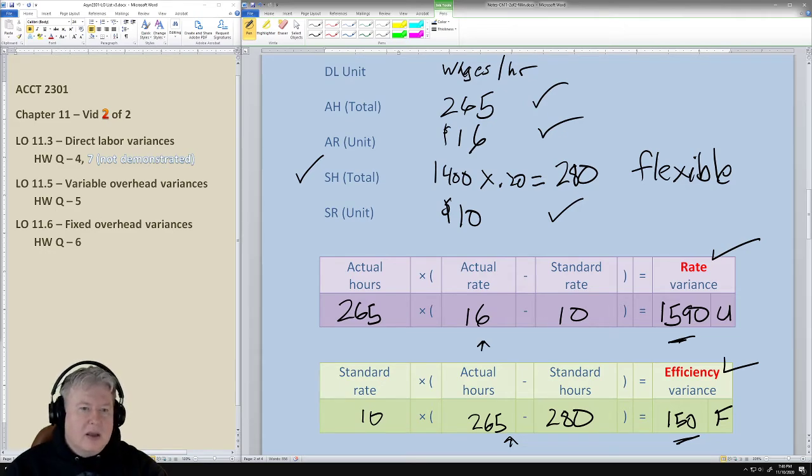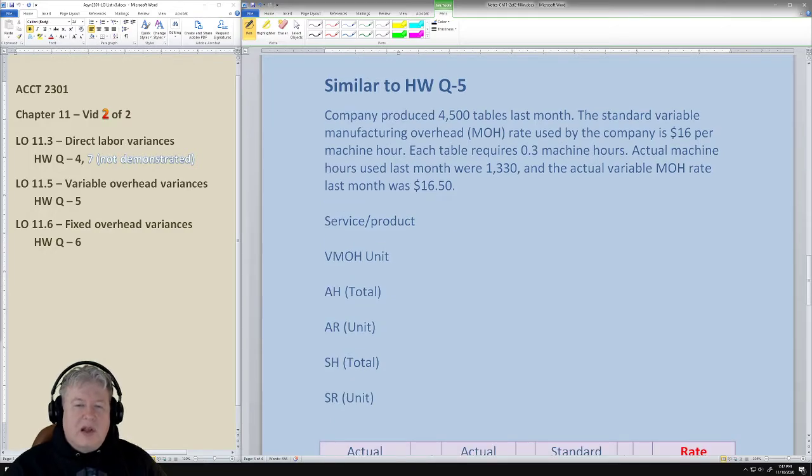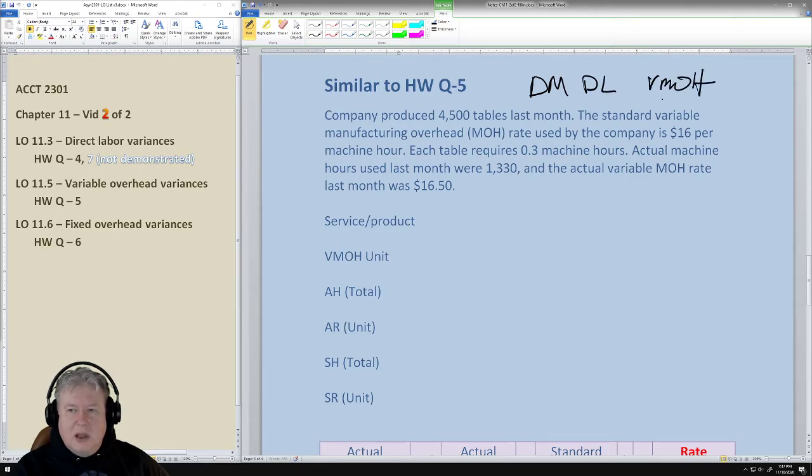Okay, so that was direct labor. We're going to look at the flexible manufacturing overhead. And if you remember, we always look at costs: the direct materials, direct labor, and then we break out variable MOH and fixed MOH. So this is our variable MOH.